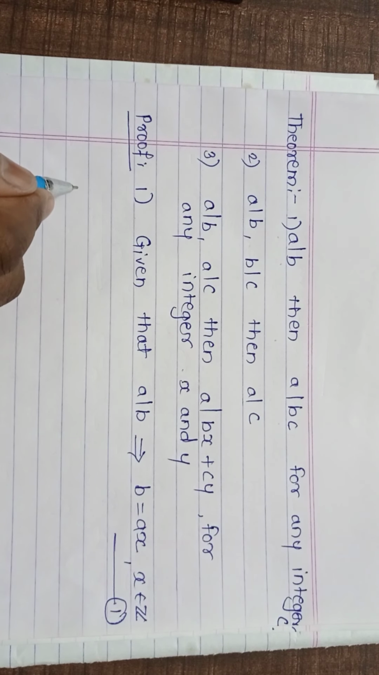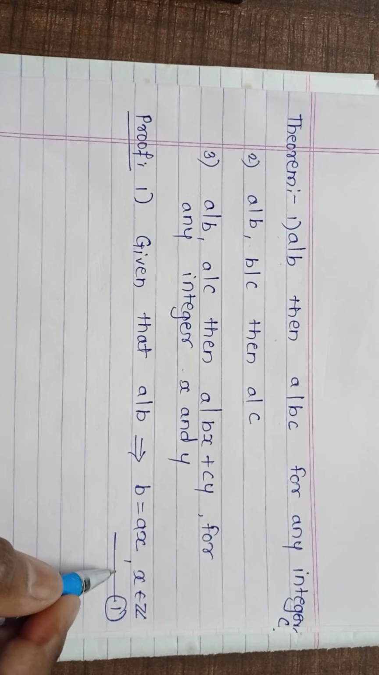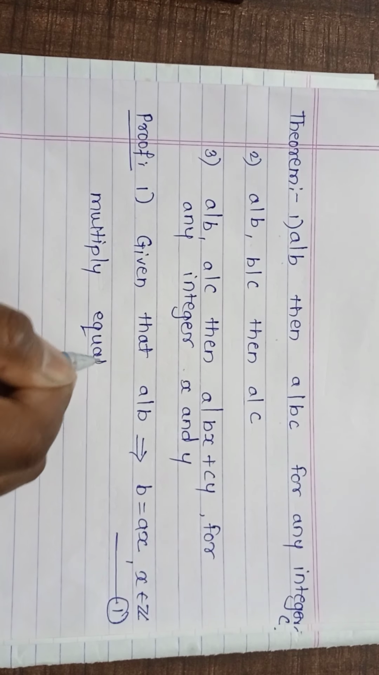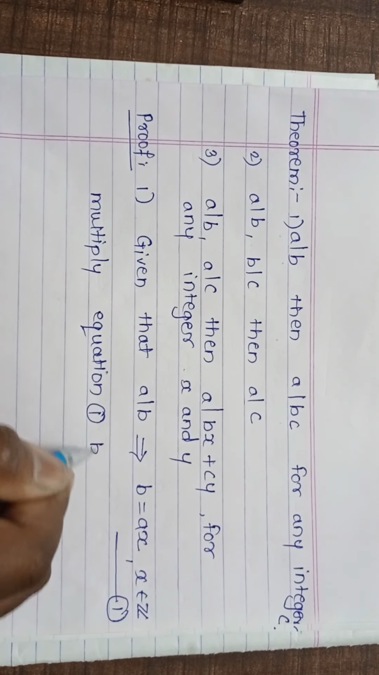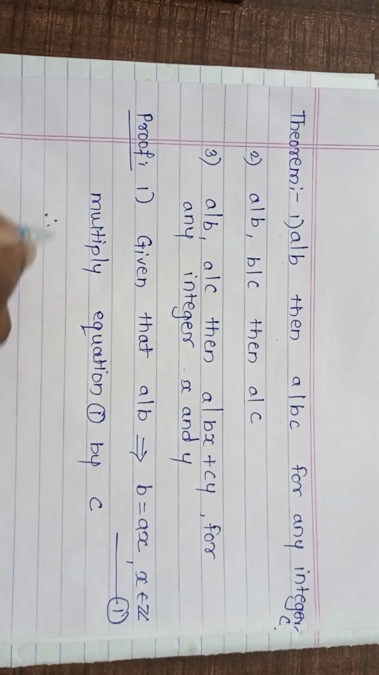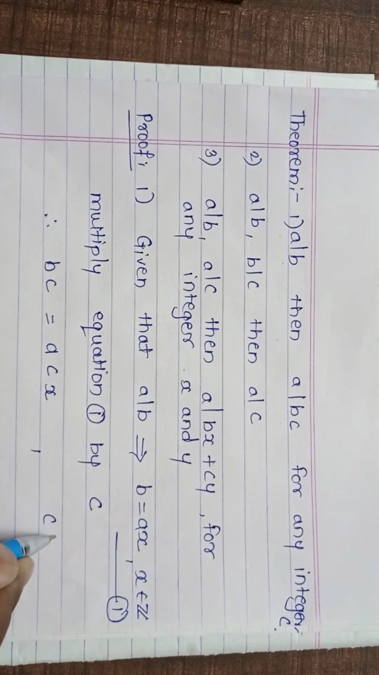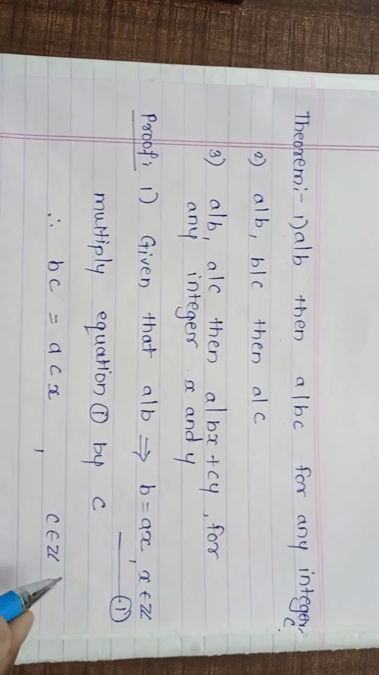Now multiply equation 1 by c. Therefore bc is equal to acx, where c belongs to the integers Z. Now bc is equal to a into xc. x belongs to Z, and also c belongs to Z.